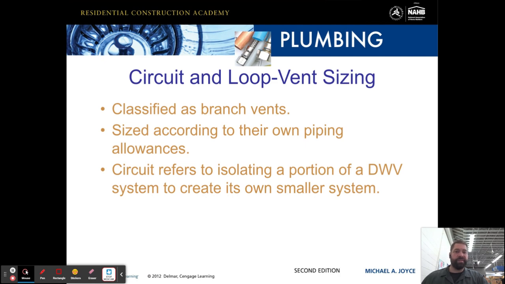Circuit and loop vent sizing, so they're classified as branch vents. They're sized according to their own piping allowances, and it refers to isolating a portion of a DWV system to create its own smaller system. We went through this, like for a bathroom or something like that. If it doesn't have an individual branch, you can do it with the circuit vent with the relief on it.